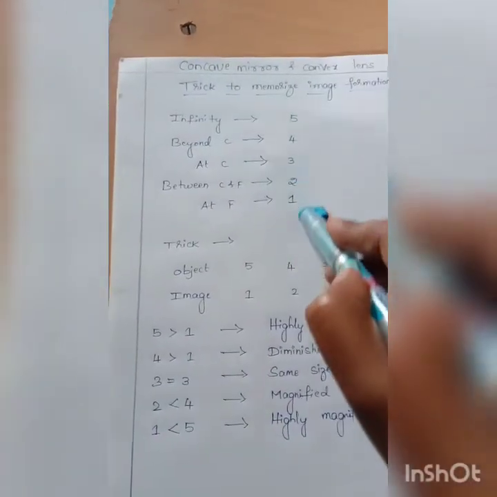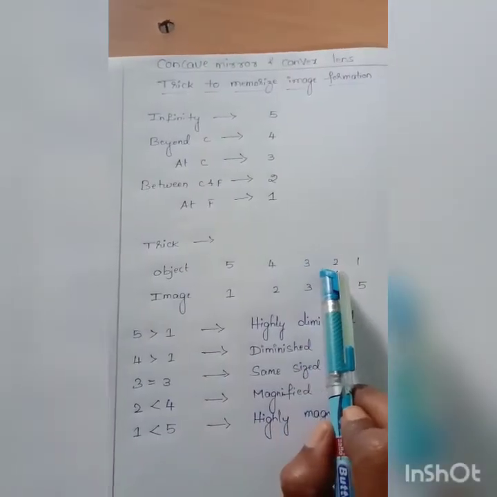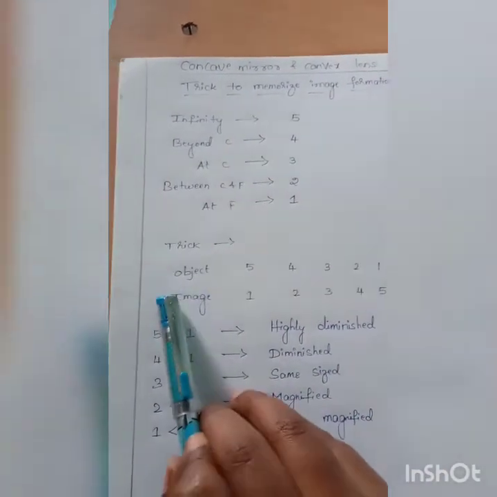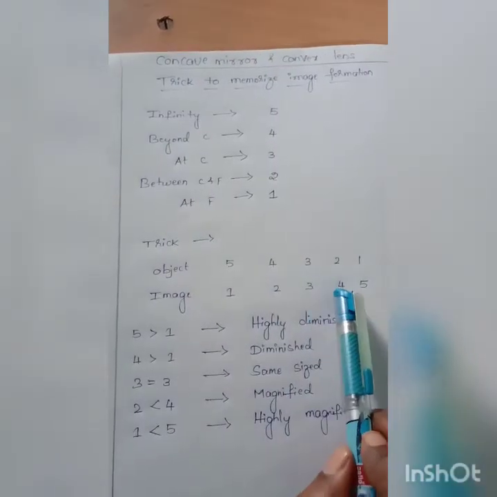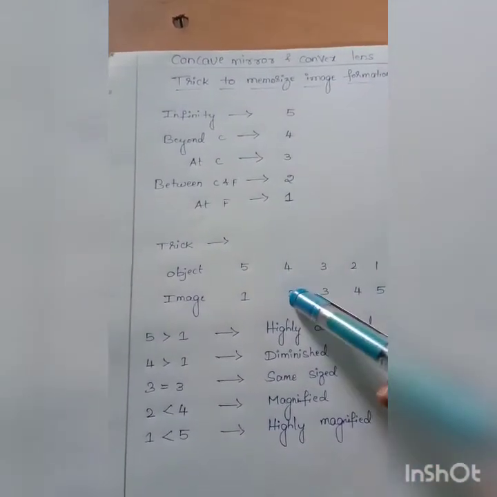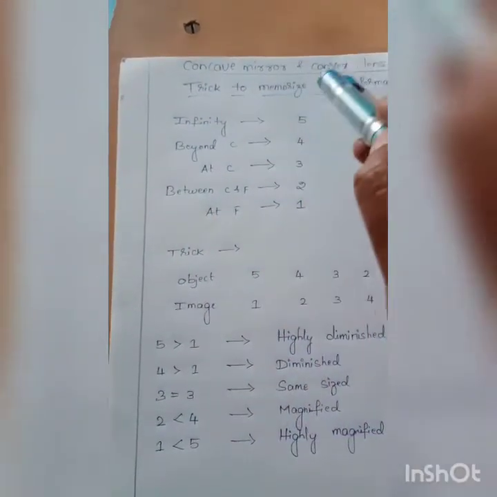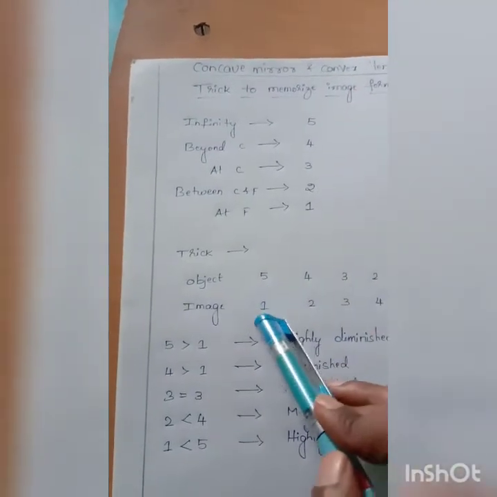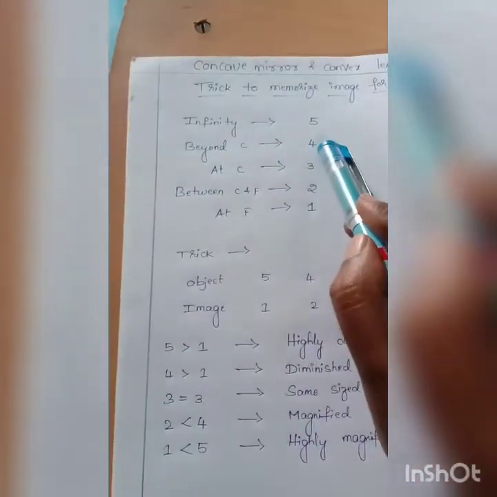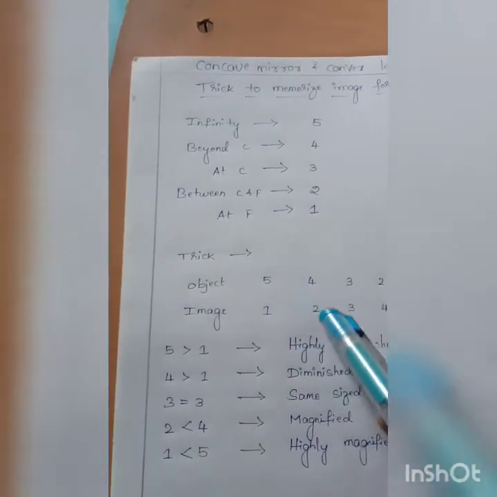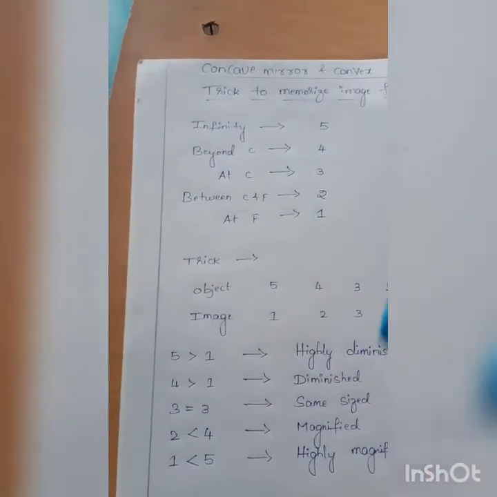For the object, that is kept at 5, 4, 3, 2, 1. Okay, in the same way, for the image, write it in the reverse order, that is as 1, 2, 3, 4, 5. Now see, we can observe if the object is kept at 5, that is at infinity, the image will be formed at 1, that is at F. In the same way, if the object is kept beyond C, the image will be formed between C and F. Similarly, all other cases can be observed.